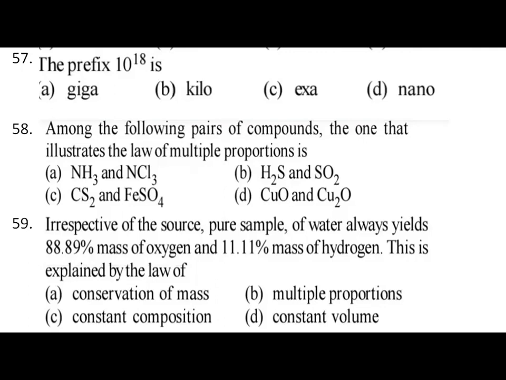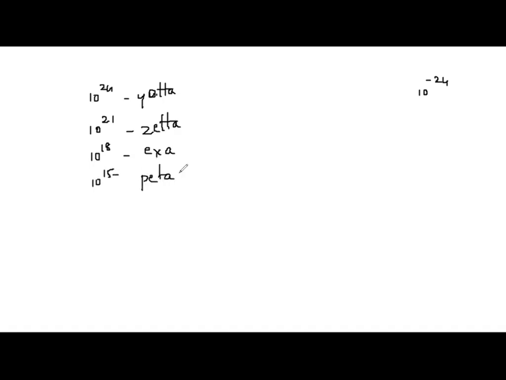Giga is what? We have different prefixes for 10 raised to something. So let us see the prefixes. We have prefixes from 10 raised to 24 till 10 raised to minus 24. Yes, you should know all of them. 10 raised to 24 stands for Yotta. 10 raised to 21 stands for Zetta. 10 raised to 18 stands for Exa. 10 raised to 15 stands for Peta. 10 raised to 12 stands for Tera. 10 raised to 9 stands for Giga.